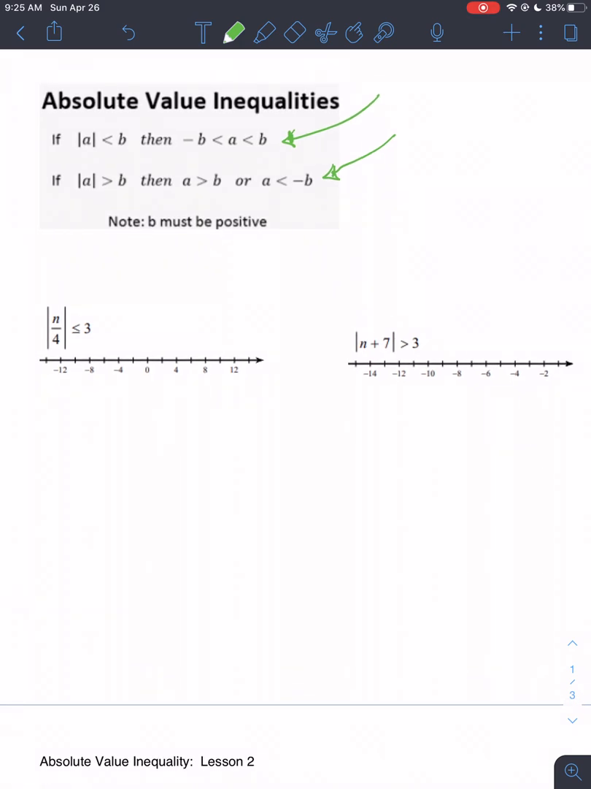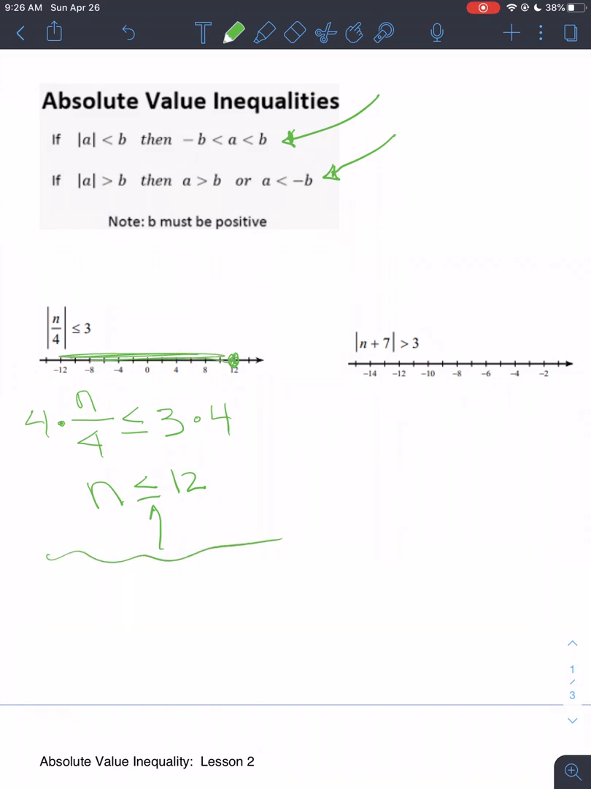So let's go ahead and try that with a one-step equation. First thing we're going to do is drop those absolute value bars. So we're going to have n divided by 4 is less than or equal to 3. To get rid of divide by, we're going to multiply both sides by 4. So we get n is less than or equal to 12. So remember, that's going to be a closed circle because it has this bar. And it has to be less than or equal to positive 12.